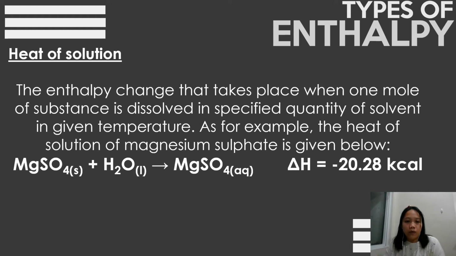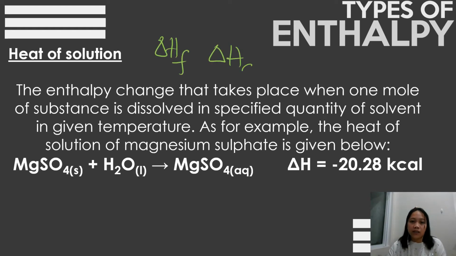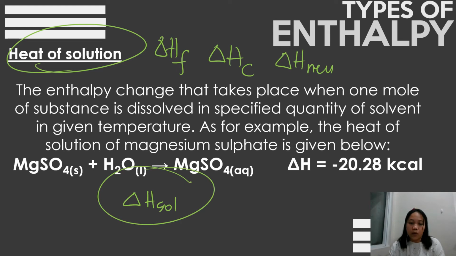Okay, since this is solution, you are not going to use delta HF because that's formation. You're not going to use HC because that is combustion. And you're not going to use HNEU because that is neutralization. For heat of solution, you're going to use delta HSOL. How about the solving process? It will be just the same with the delta HF. You are still looking for the sum of the products of your numerical coefficient and the values of your product minus your reactant. And there you could always have your delta H.